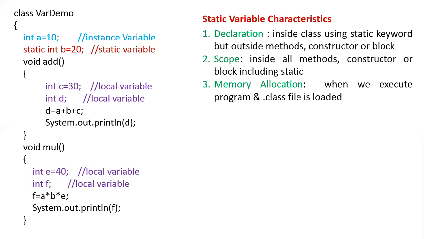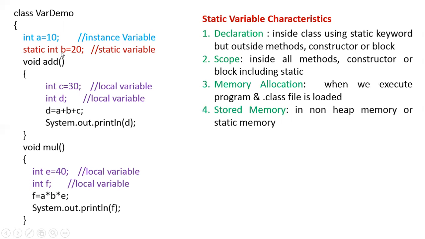Memory allocation: memory is allocated to those static variables when we execute that program and the .class file is loaded. So when our program gets executed, at that time memory is allocated to these static variables. Then stored memory: these static variables are stored in non-heap memory or in static memory. Again, they have default values, similar to instance variables. For example, the default value for boolean is false, the default value for integer is 0.